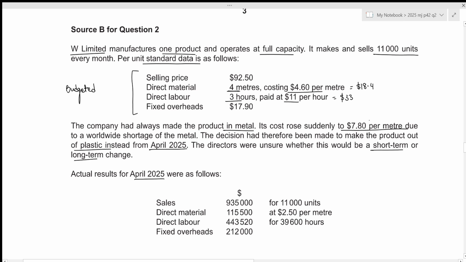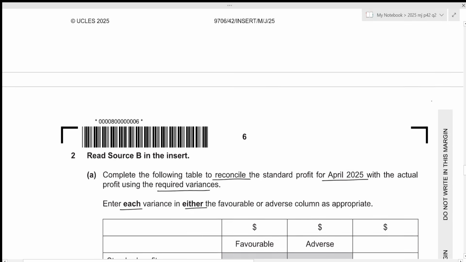Now let's figure out the profit per unit. We can just subtract all of the cost per unit from our selling price. So that will be 92.5 minus 18.4 minus 33 minus 17.9. This results in the value of 23.2. Now, in order to figure out the standard profit, we need to multiply the profit per unit to the number of units. So that will be 11,000 times 23.2. That results in the value of 255,200. Let's write it down.